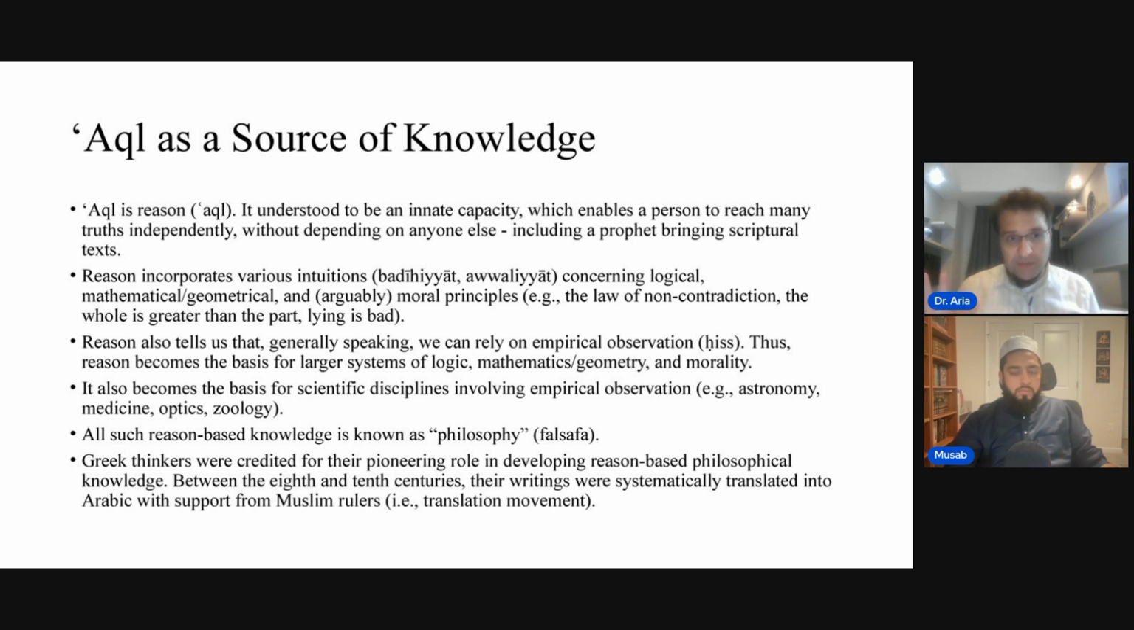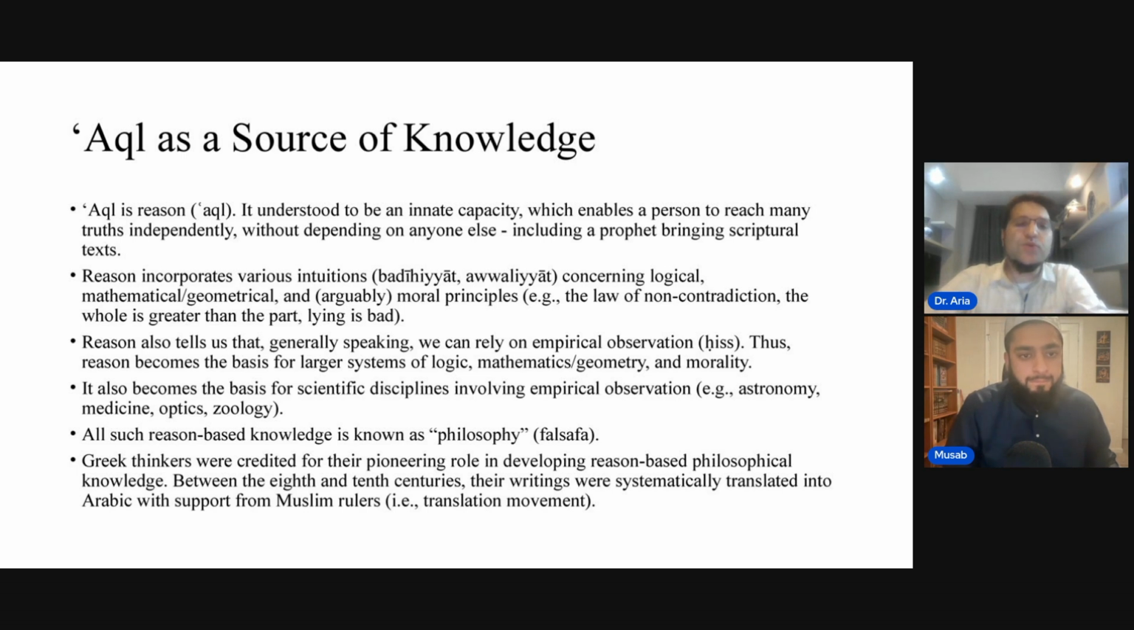Like, we can know things about the world. We can know that, for instance, animals give birth to other animals. We can know that, for instance, when the sun comes up, the world gets hotter. These are things that we can know without depending on scripture. So this is a form of knowledge that human beings can use to independently know things without depending on scripture. So reason has many different components.